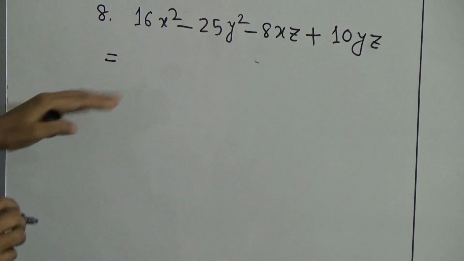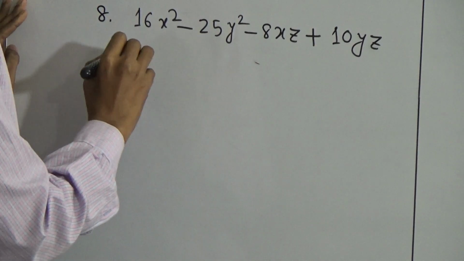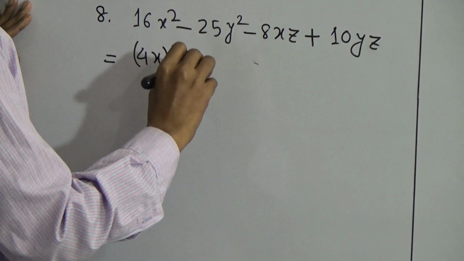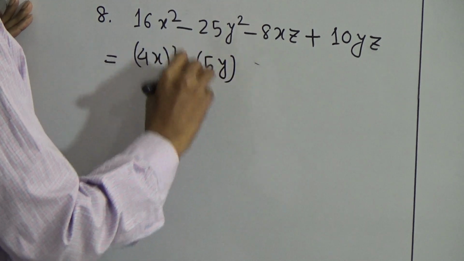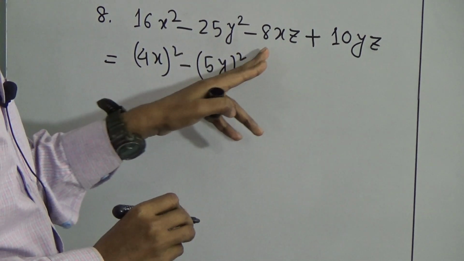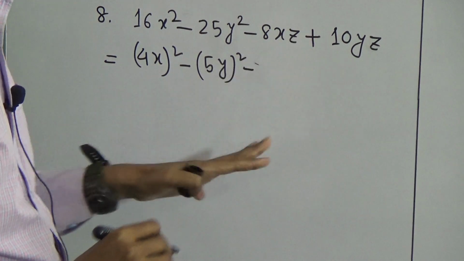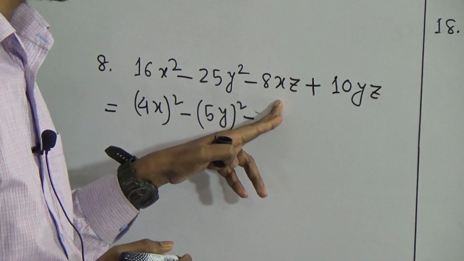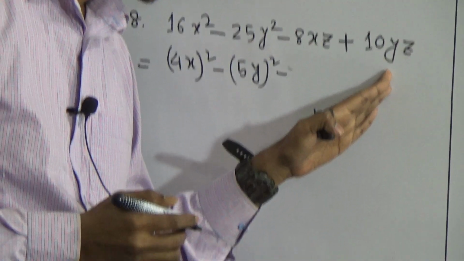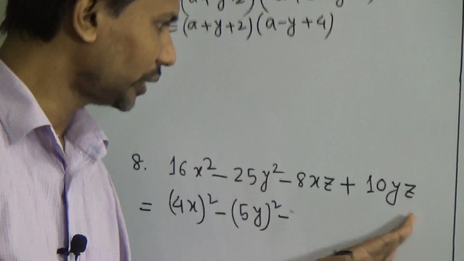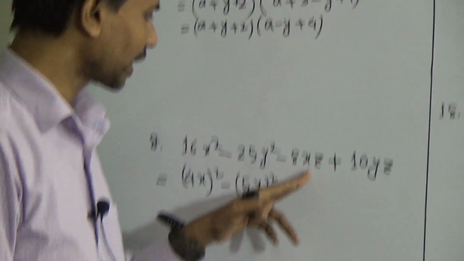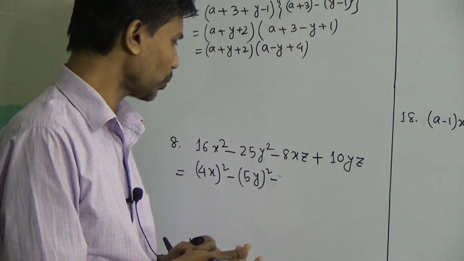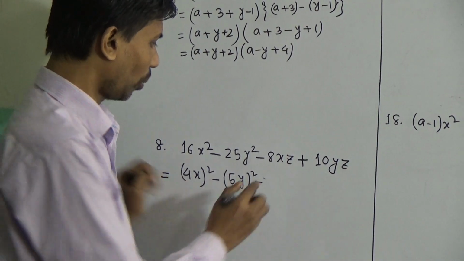Look, 16x square, we can write here 4x then whole square, 25 we can write 5y then whole square, minus, you see, there are how many common? You see, you can divide this by 2z. Similarly, you can divide this expression by 2z. Similarly, here 2z. That means we can say 2z is the common.